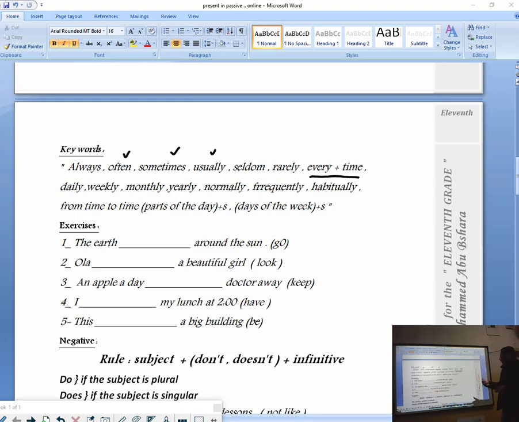Frequently means that we repeat the verb more than one time. Habitually, something we do it regularly, from time to time. Parts of the day plus s.